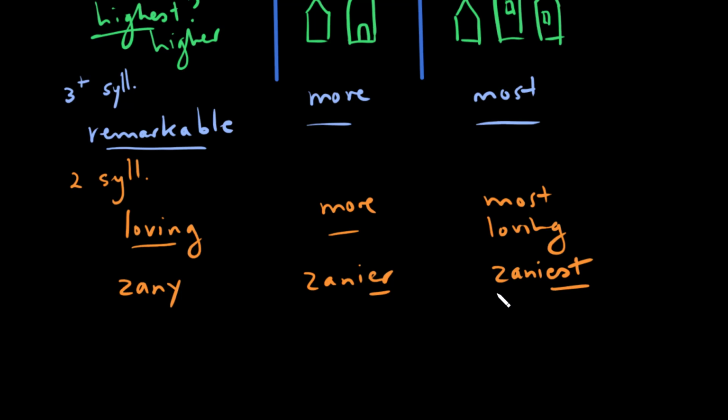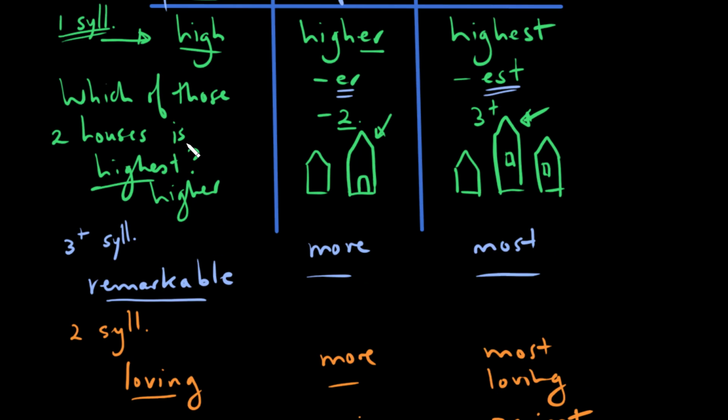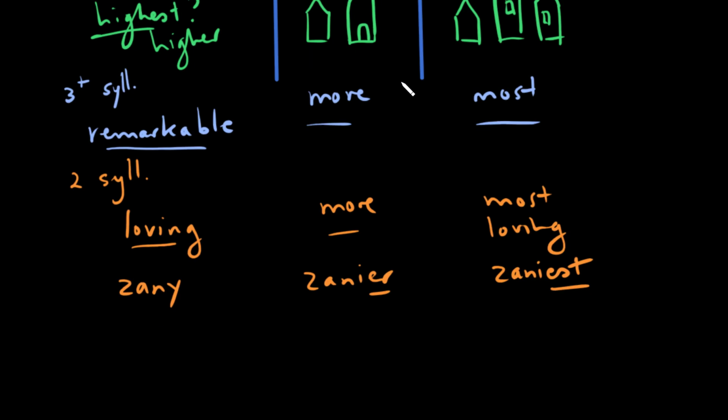The rule then, what we're seeing here, is that with adjectives that are 1 syllable long, we simply add ER and EST. With 3 syllables, it's also pretty easy. We add more and most. And with 2 syllables, it kind of depends, and you have to get used to that over time.